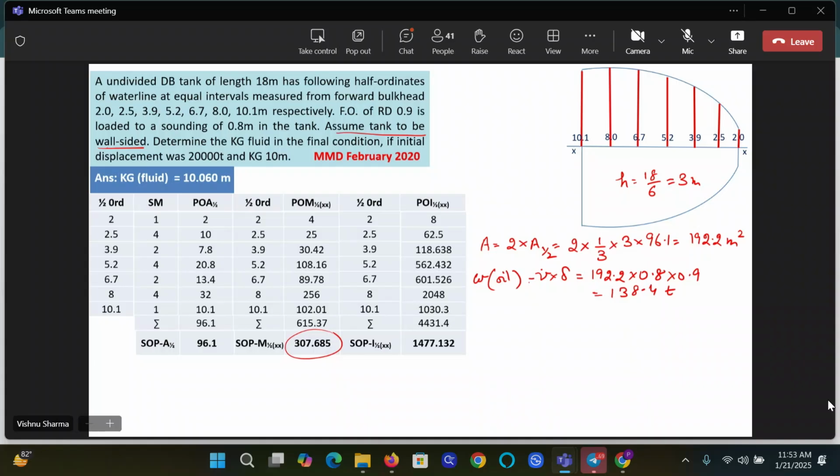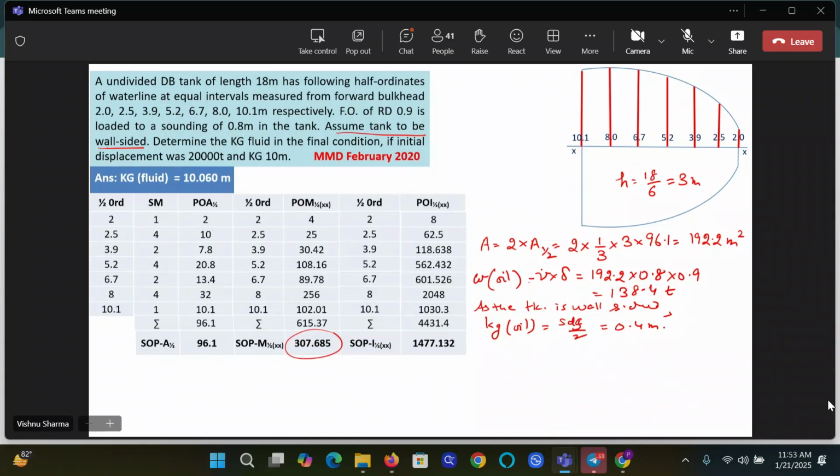Okay. Yes, sir. As the tank is wall-sided, like the glass, what will be the kg of the oil, guys? It will be half the sounding. Am I right? Yes or no? 0.4. It will be 0.4 meters.